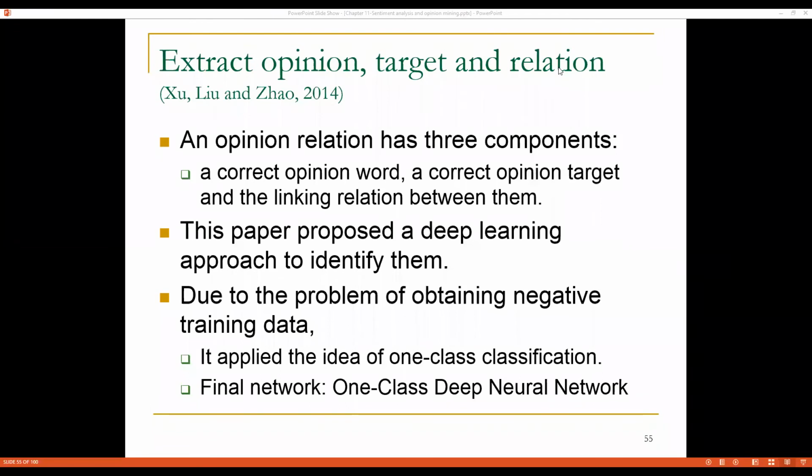So an opinion relation has three components. There's a correct opinion word, the correct opinion target, and a linking relation between them. This paper proposed a deep learning approach to identify these. Due to the problem of obtaining negative training data, it applied the idea of one-class classification and a final network, a one-class deep neural network.